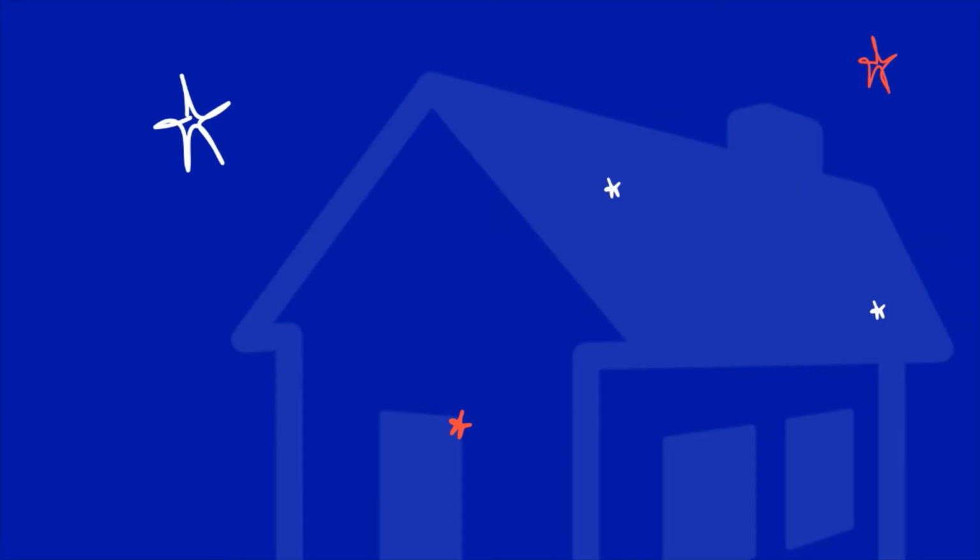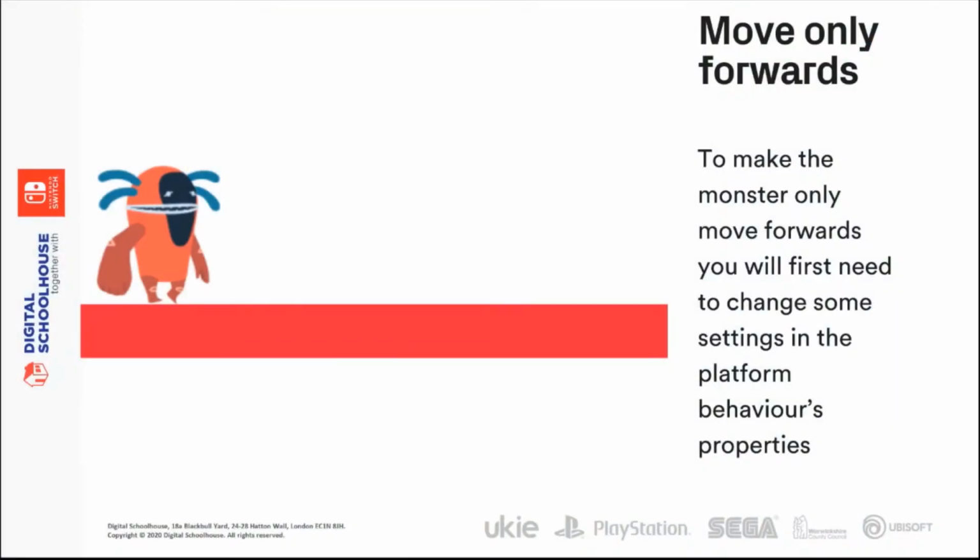Okay, the next thing we're going to do is start to think about how we can make our monster only move forwards. So what we're going to need to do this is actually change some of the platform behaviour's properties. So we've not done this before. It's something a little bit new that we haven't covered before. So we're going to have a look at how to do this together.